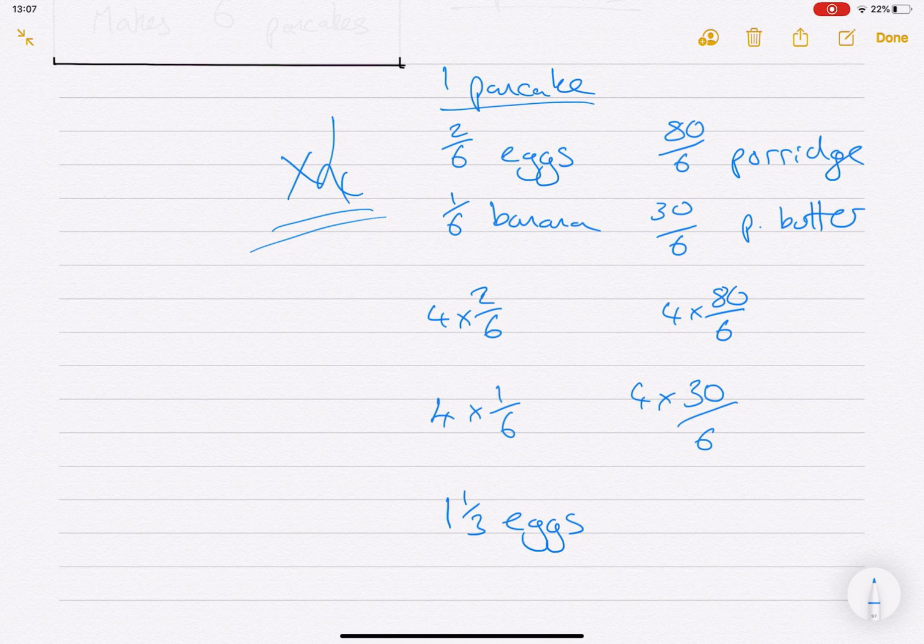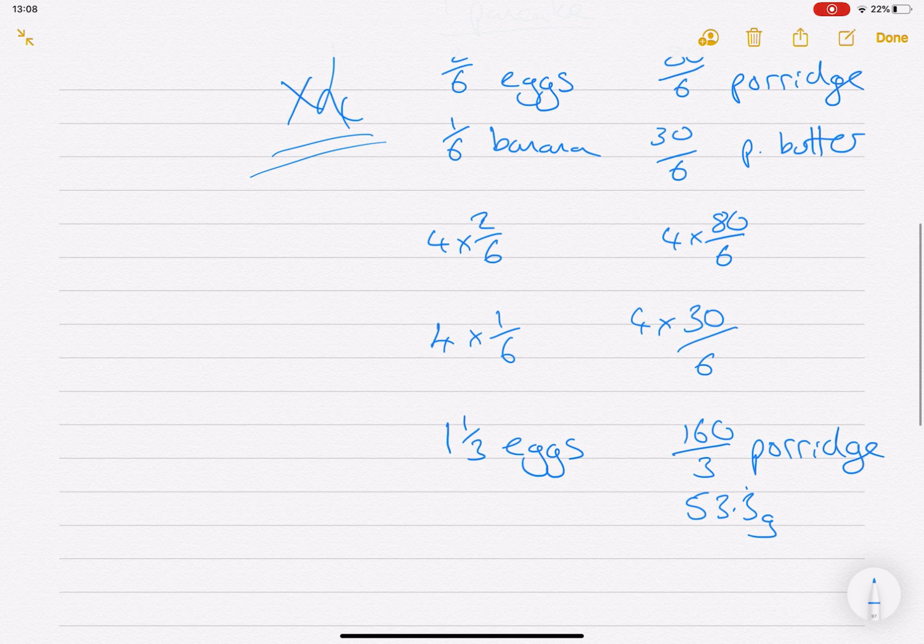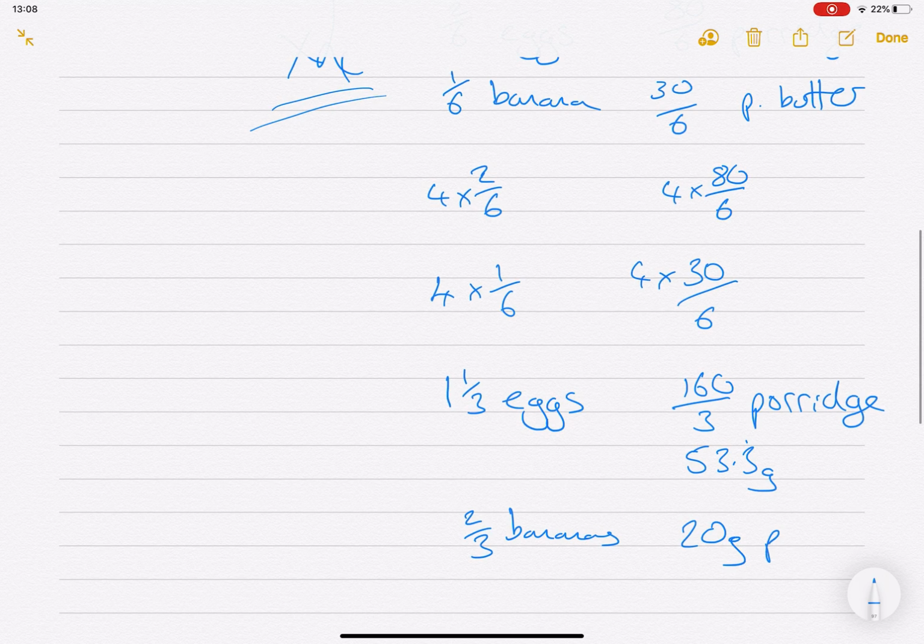Over here, what we're going to get is 160 over 3. So I'm just going to leave that as a fraction, 160 over 3 for porridge. I'm happy for you to leave them as fractions, or if you need to, you can turn them into decimals. This one would be 53.3 recurring grams. For a banana, that's going to give us 4 over 6, or simplified to 2 over 3 bananas. And then finally, for our peanut butter, that's going to give us 20 grams. So that one's quite a nice one that just breaks down there.